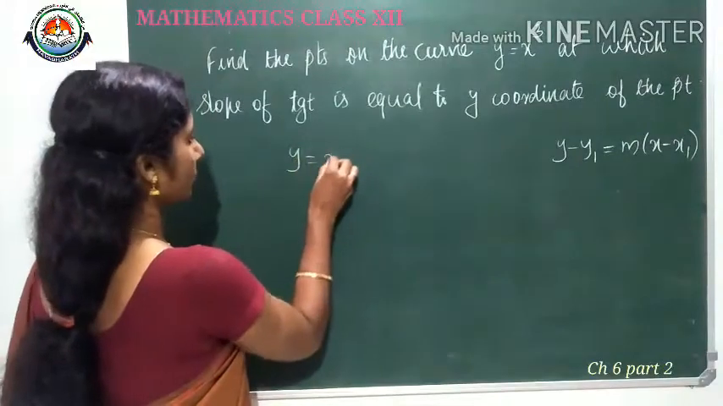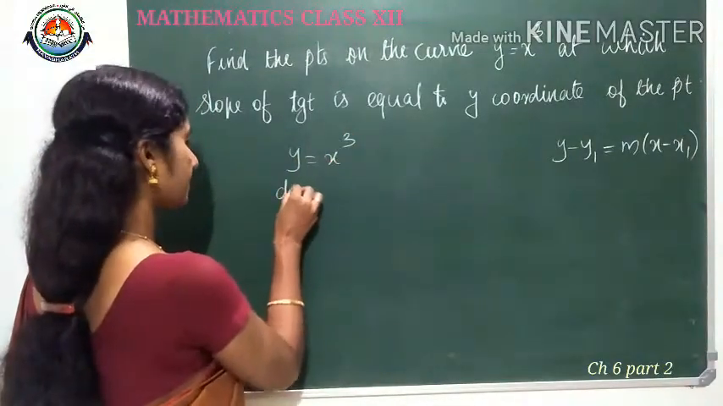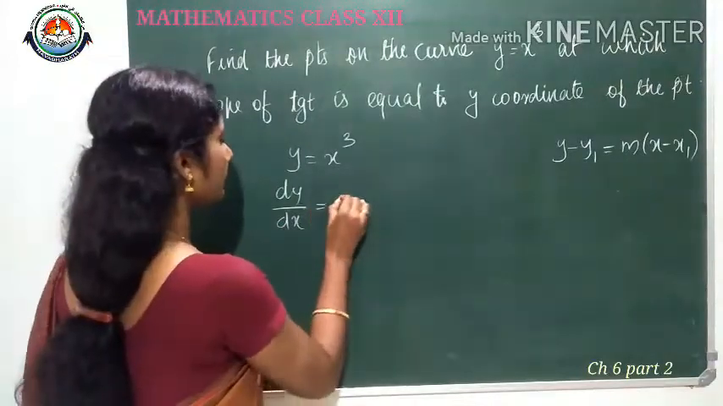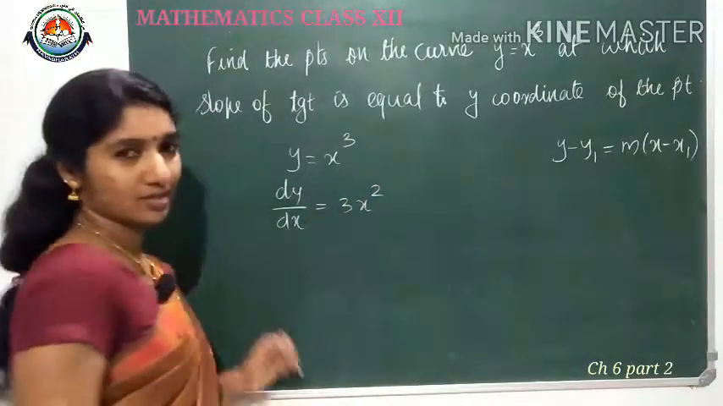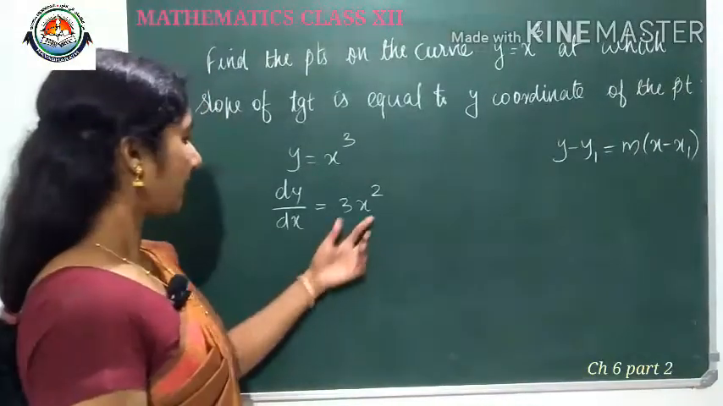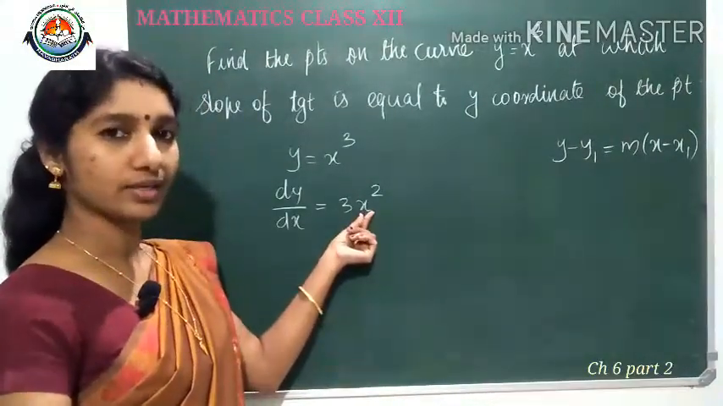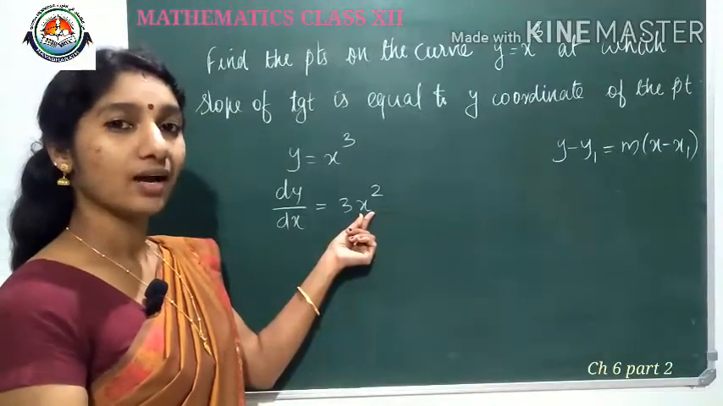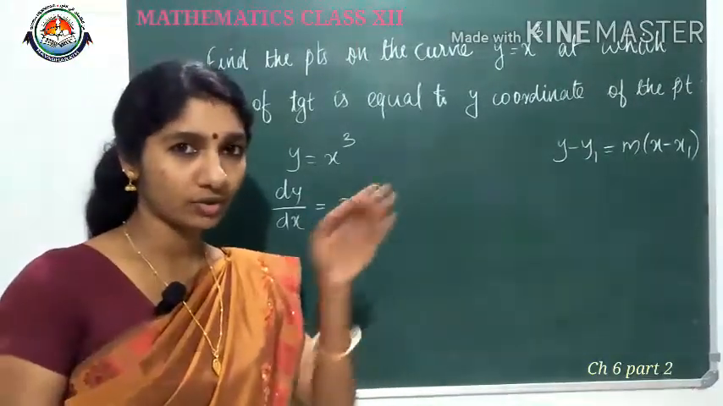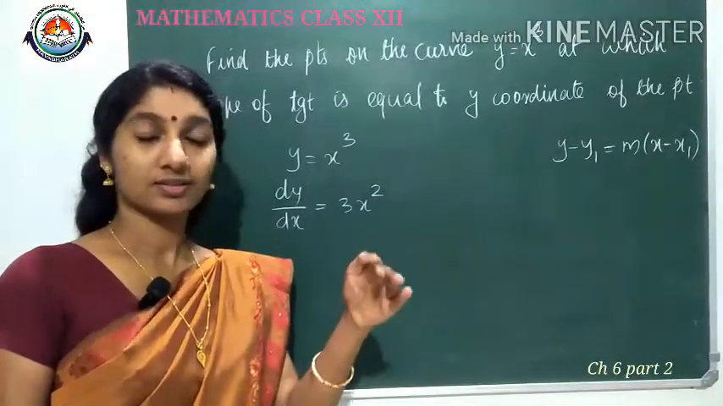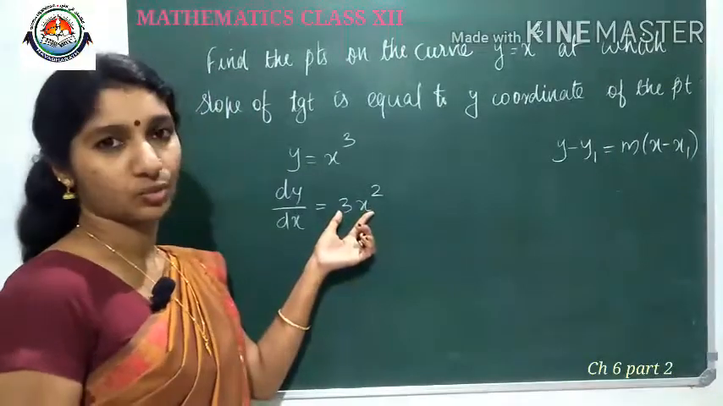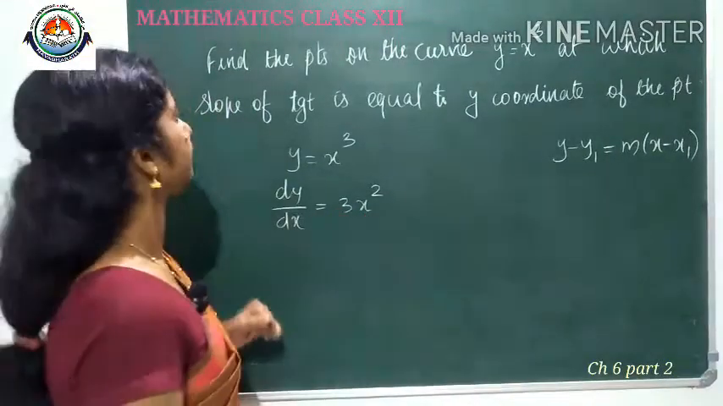When y equals x cube, the slope of the tangent, that is dy by dx, is equal to 3x square. So we got the slope of the tangent, but we do not know which point it is. If you give x any value, you will get the slope of the tangent at that point. At each point you can draw the tangents, and their slopes you will get from this equation, 3x square.